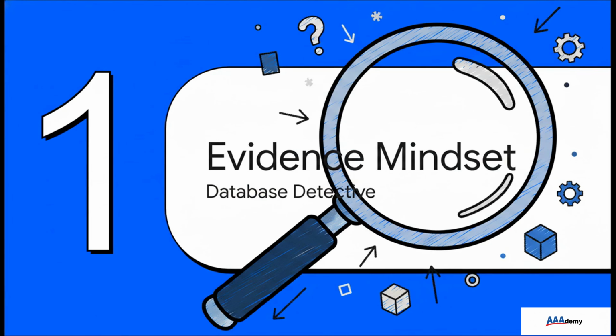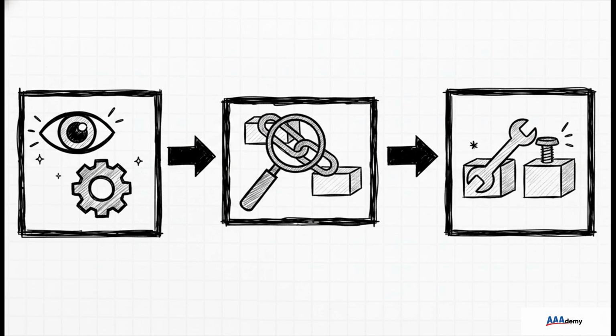All right, let's kick things off with Section 1, the evidence-first mindset, becoming a database detective. This concept is a total game changer for how you look at production symptoms. The guide treats this as your absolute core mantra. Observe the owning object, prove the dependency, then remediate.